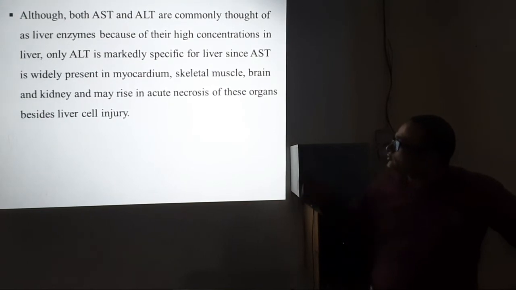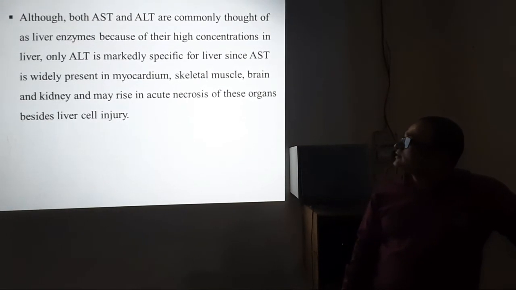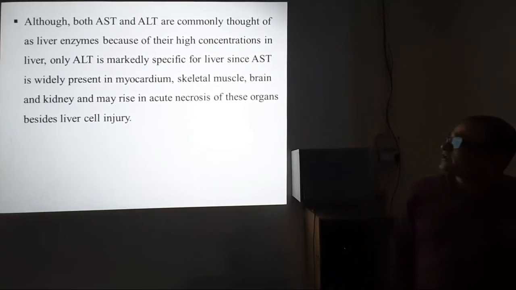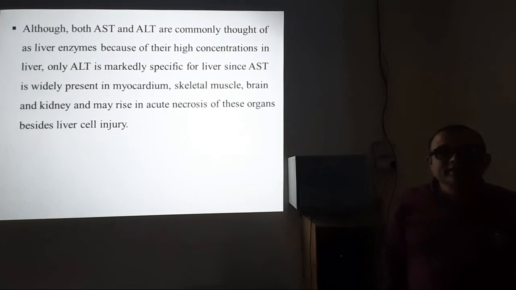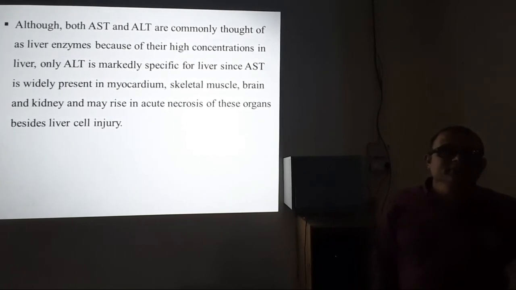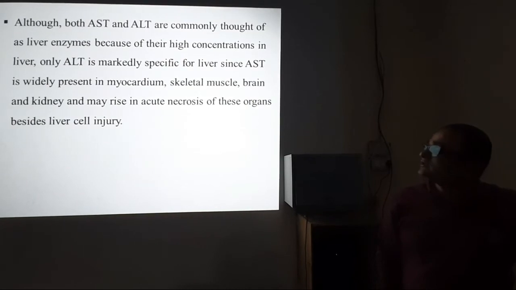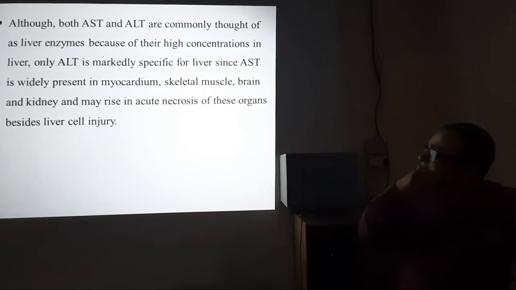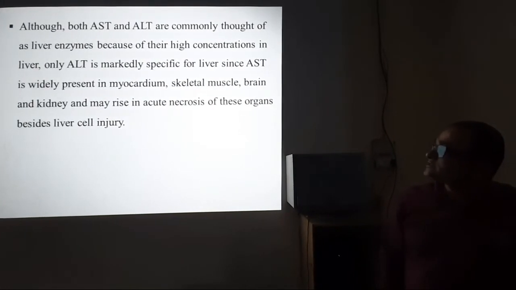This I have already explained. AST and ALT rise in liver disorders. As AST is not very specific to liver, it will be increased in other disorders of the kidney as well as skeletal muscle. So ALT is specific for liver, AST is not that specific. It could be increased in other disorders like skeletal muscle disorder. It will be increased in myocardial infarction. It will be increased in brain and kidney disorders. So ALT is very specific, not the AST.